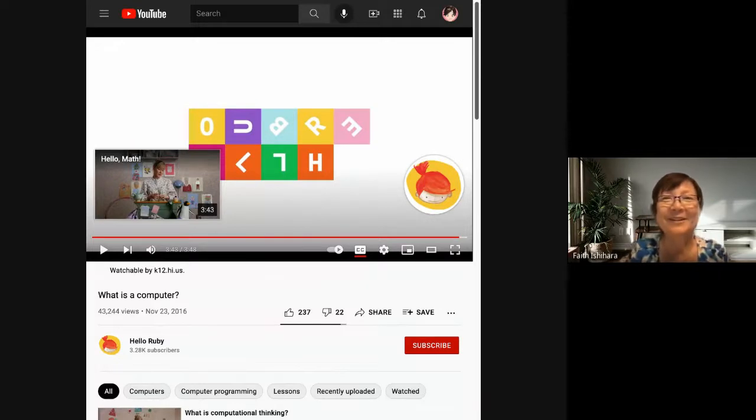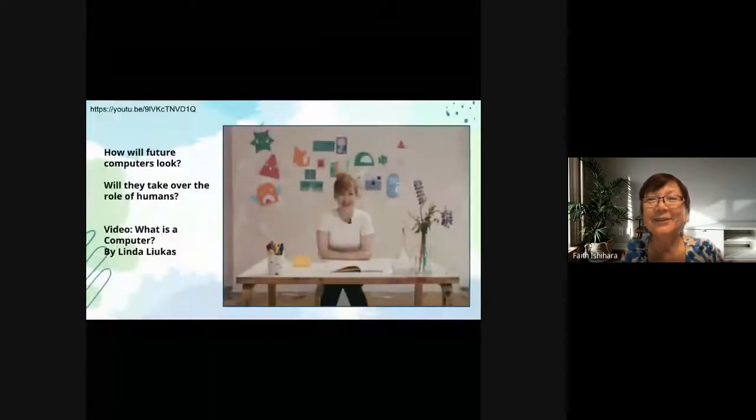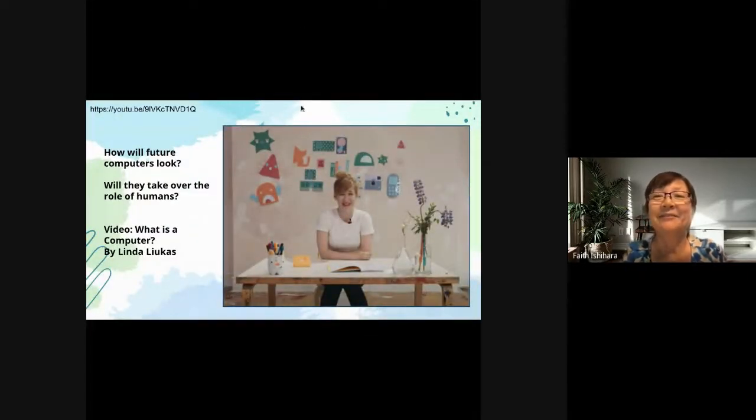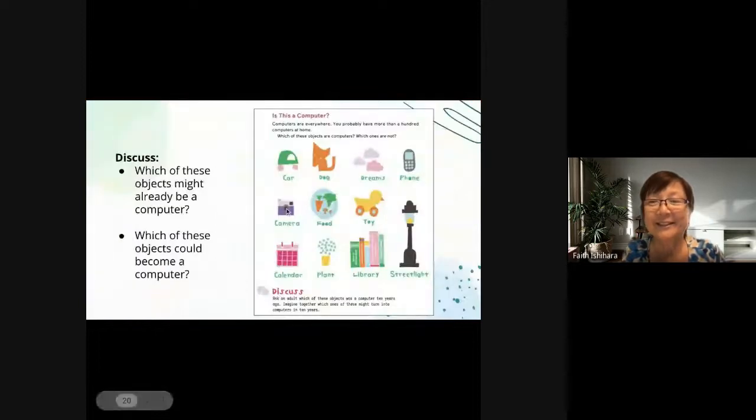Yay. So we know now that no matter how much the computers progress, we do still need humans. Oh, oops, let me change the slide. So this is an activity. You might have a discussion with your students about what computers looked like 10 years ago and what they're looking like now and maybe what they could be 10 years from now.